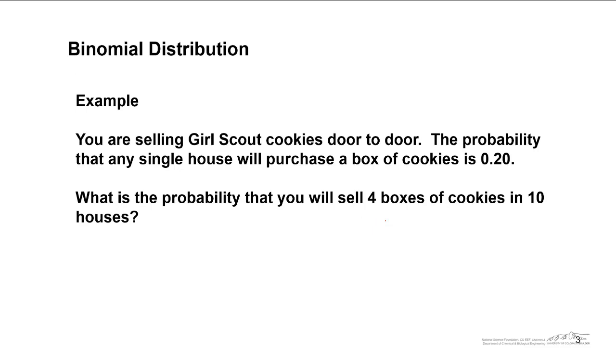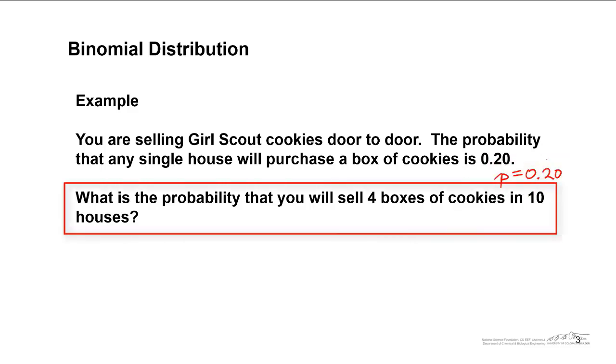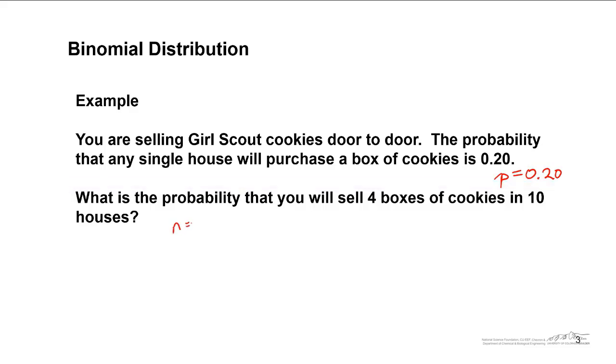An example of a binomial distribution problem would be: you are selling Girl Scout cookies door to door. The probability that any single house will purchase a box of cookies is 20%, so that means our probability of success is 0.2. What is the probability that you will sell 4 boxes of cookies in 10 houses? So the number of trials here would be 10. The number of successes would be x equals 4.